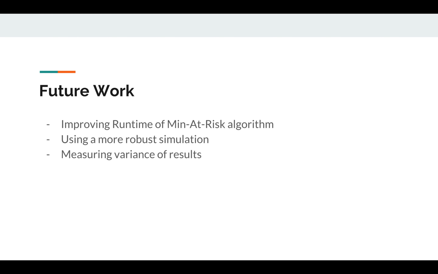And another simple future work would just be to run these simulations multiple times and measure the variance of the results. There's a lot of randomness involved in simulating the spread of the flu, and it would be good to measure how much the number of infected people changes from run to run.